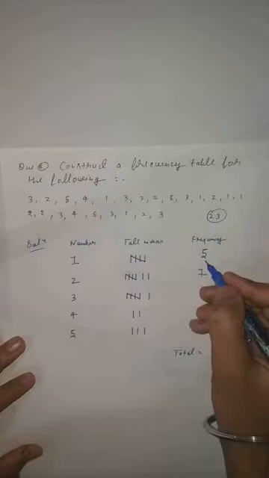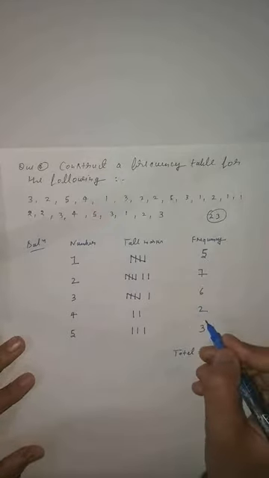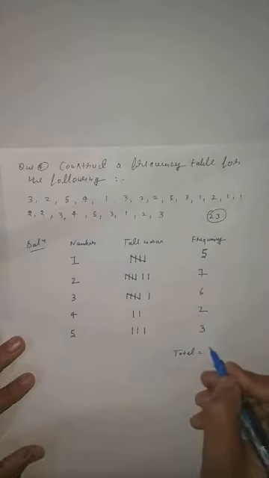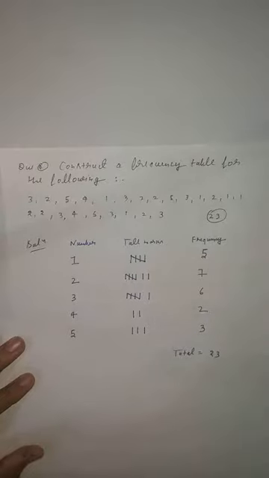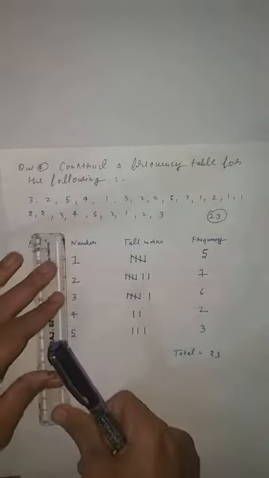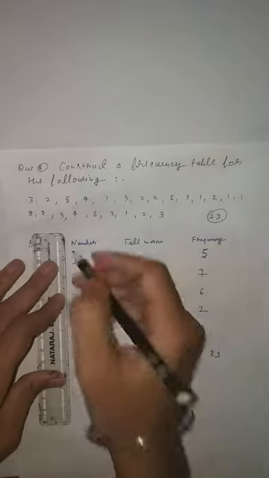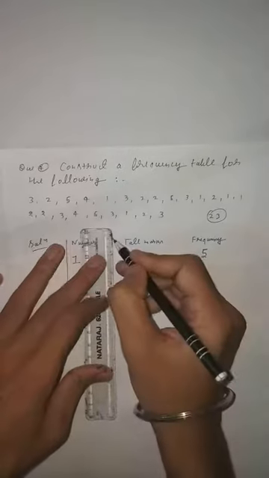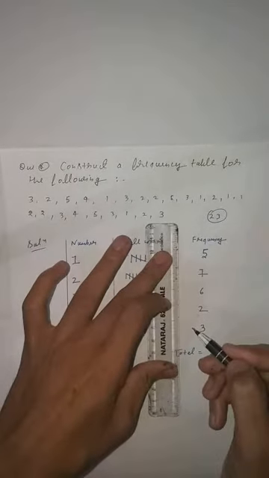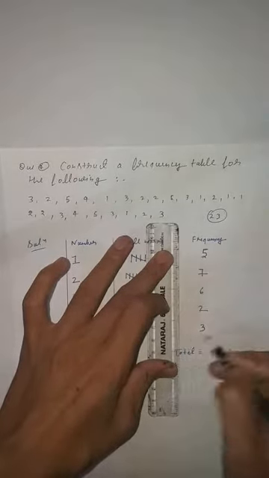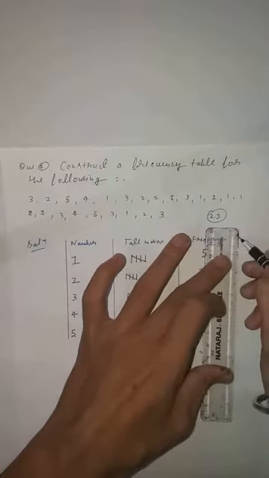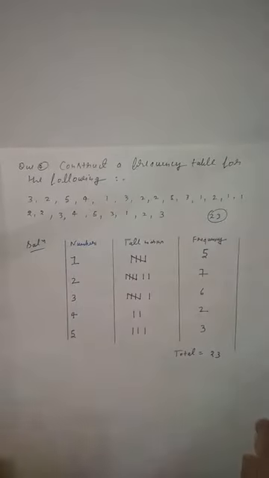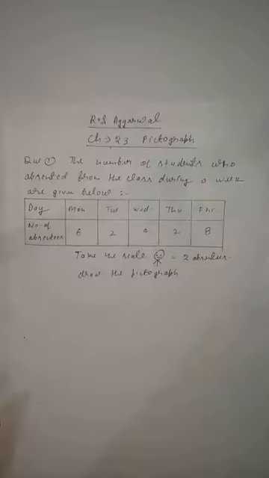7 plus 5 is 12, 12 plus 6 is 18, 18 plus 2 is 20, 20 plus 3 is 23. It means your solution is correct. Otherwise, as I explained, if the totals are not equal, it means there is a problem in your solution. So you will check it carefully. Clear, students? So this is your fourth question. Other questions are the same, so you will do them yourself. Clear, students? Now come to the next point.